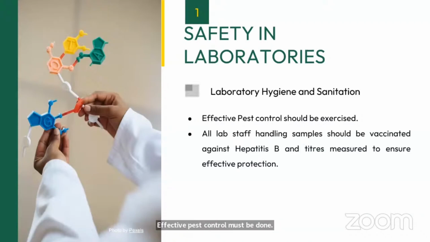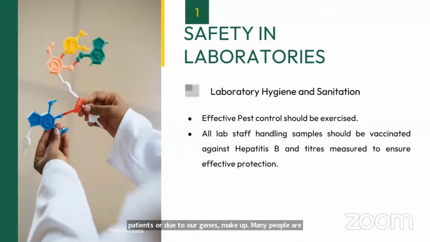All lab staff handling samples should be vaccinated against hepatitis B and titers measured to ensure effective protection. Many times we ask why we have to vaccinate, because the guideline doesn't suggest it. But to ensure their safety and effective protection, you must vaccinate whoever is working in the laboratory against hepatitis B. And it is not like you have given the 3 doses and your job is finished. You must see whether a sufficient titer has developed or not, because due to our genetic makeup, many people are non-responders.